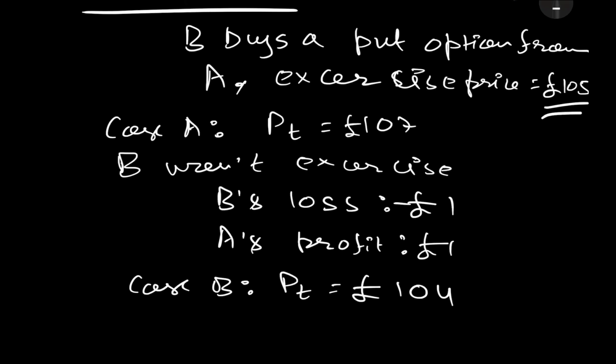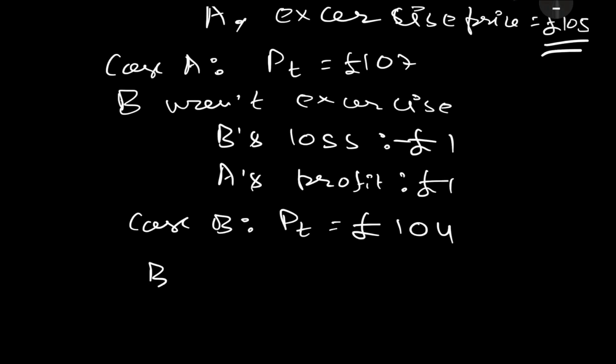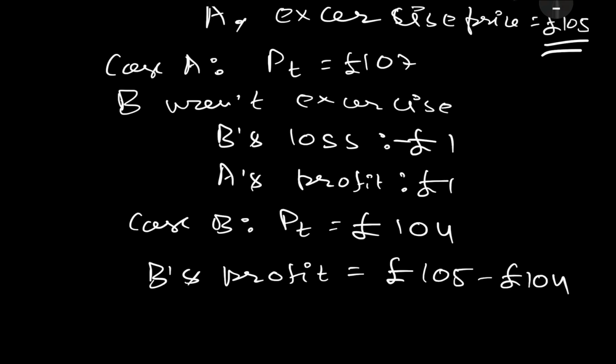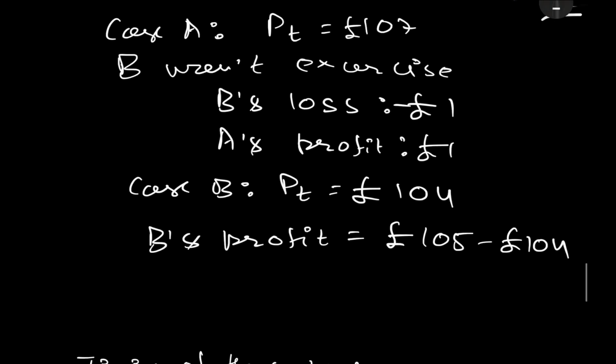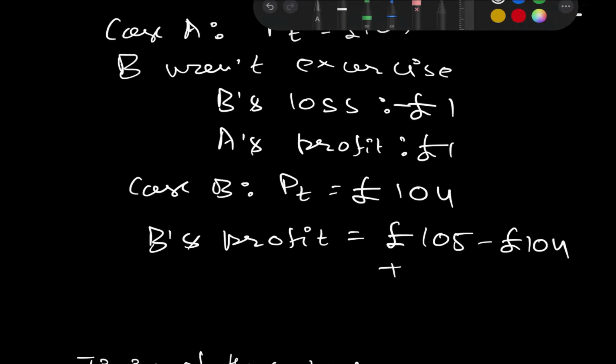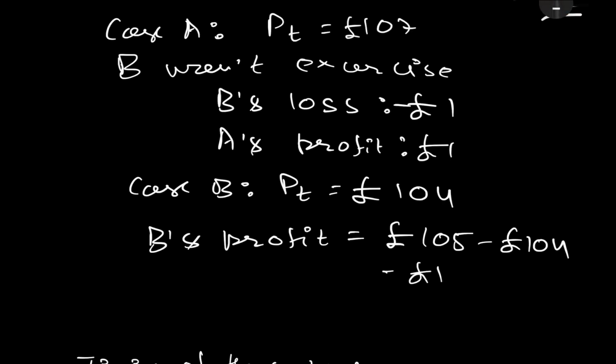So what will be B's profit or loss? So B will actually exercise this because they can sell for 105 and buy for 104 in the open market. So what will B do? B will sell for 105 because they have a put option, and then buy for 104, right, in the open market. So they made £1, but the point is they also paid £1 initially to A. So that will be paid. So no profit, no loss. Zero is the profit or loss, right?